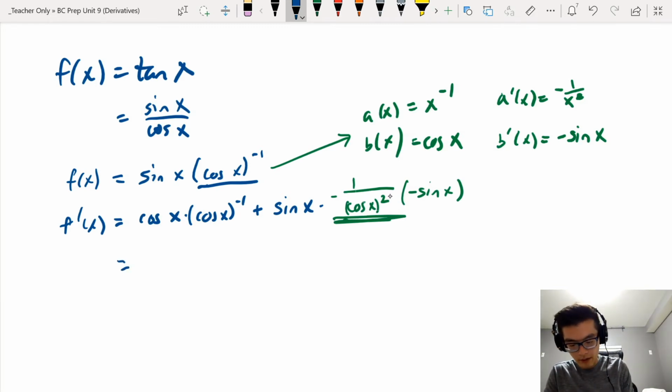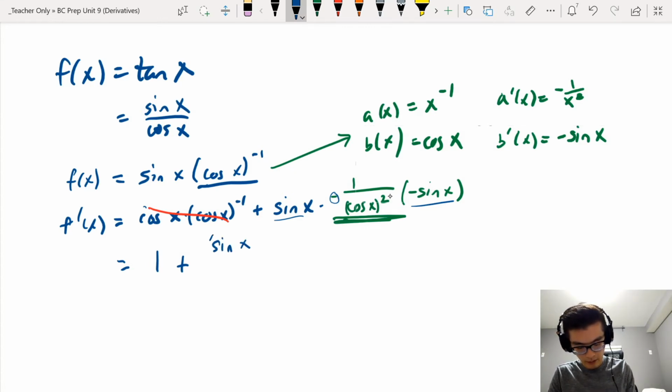So we take a look here. First term here is just going to cancel out. Let's put that in red because cosine x over cosine x is 1. So we get 1 plus, let's now try to combine some things together. So I see a sine of x here and a negative sine of x there. I also see a negative here as well. So two negatives cancel out to a positive. Sine times sine is sine squared. So we get sine of x, squared, divided by cosine of x squared.